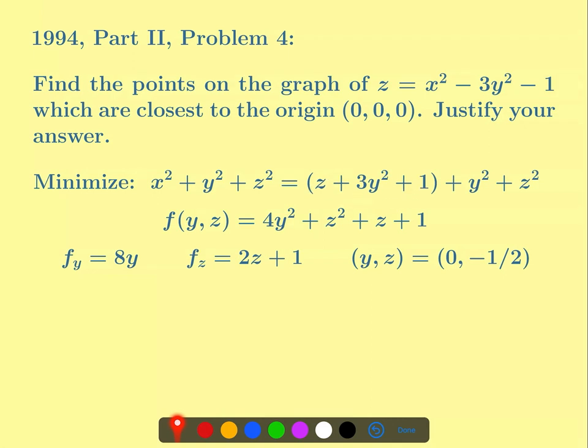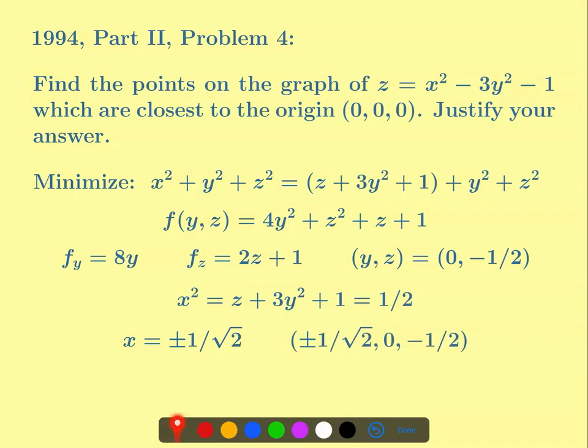Again, x squared would equal this. So what's happening here is that we have y is 0 and z is minus 1/2. So we just have minus 1/2 plus 1, which gives us 1/2. So that means x is going to have to be plus or minus 1 over the square root of 2, the square root of 1/2, again with plus or minus. So we know what y and z are. That gives us two possibilities for points that can give us either minimum or maximum.